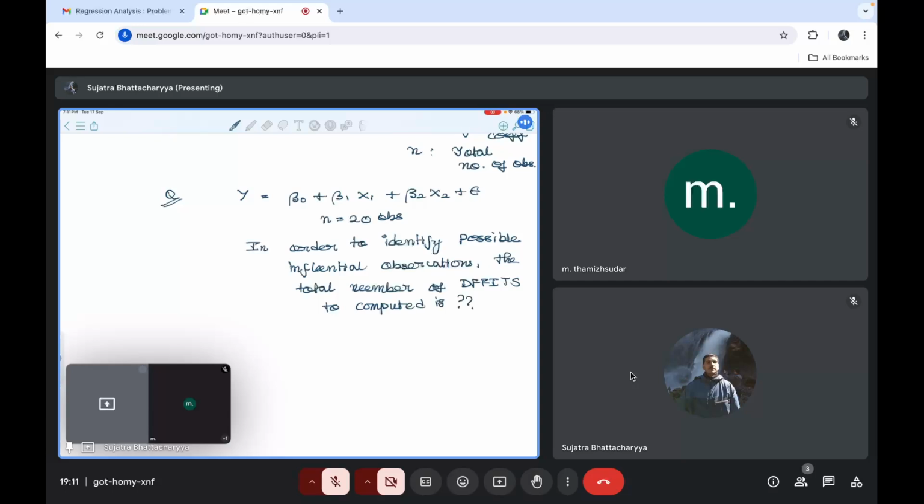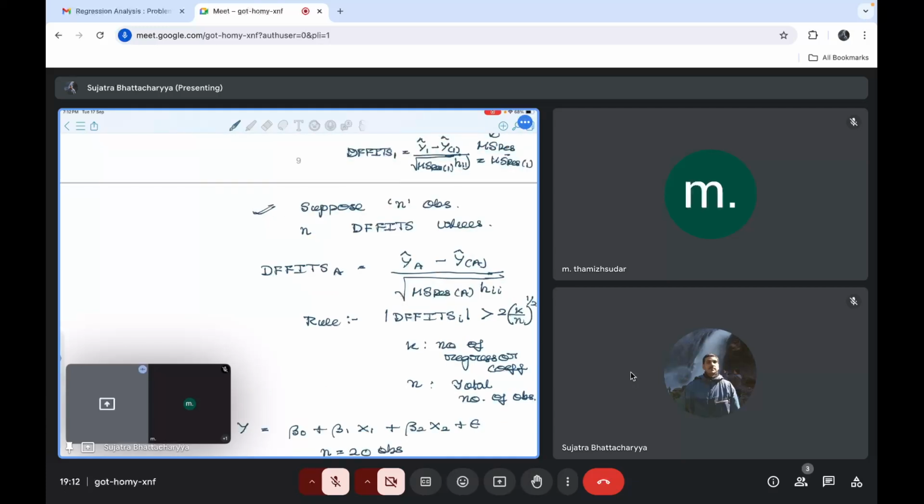So how much will it be? If there are 20 observations, then there will be 20 values. Correct? Because DF fits depends on only i. So each and every time you have to remove one and try to calculate the DF fits value. So the answer is, there will be 20 values because the number of observations is the number of DF fits that needs to be computed. Okay, so this is the simple question, as you can see. We have discussed it, so based on that, you can answer.